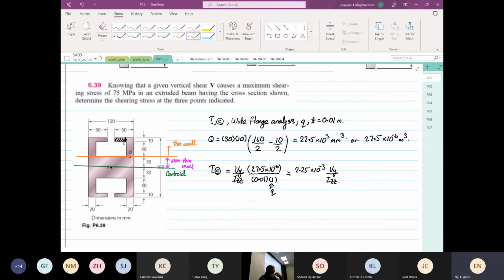Now we found the shear stress at point C, right? Then we want to find the shear stress at point B. The shear stress at point B is still a wide flange analysis. Now the thickness changes.